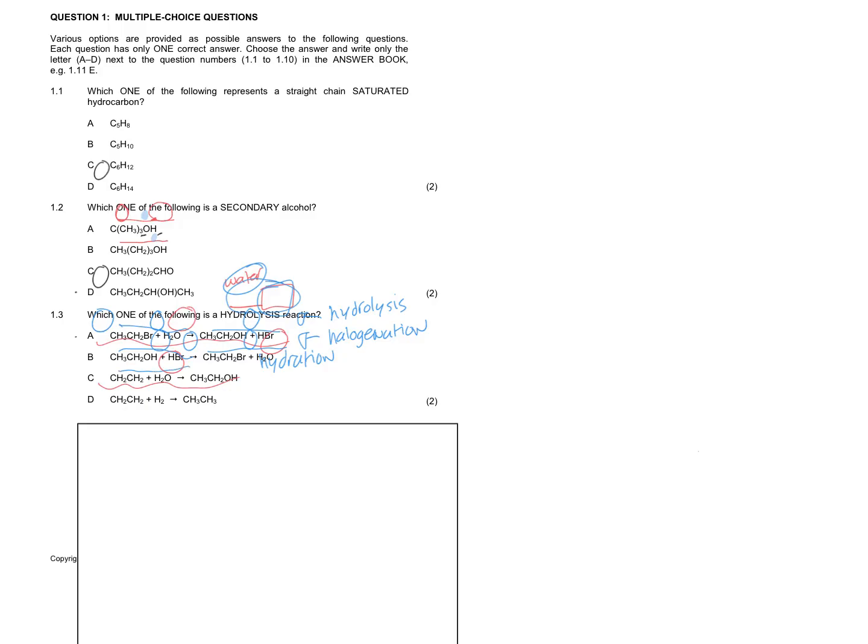C is addition because it's 2 reactants make 1 product. And D is also an addition reaction because 2 reactants make 1 product. So if you know anything about reactions, you should know that hydrolysis is a substitution reaction, 2 reactants, 2 products.